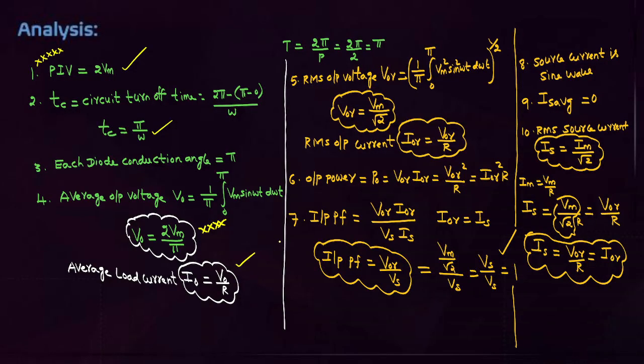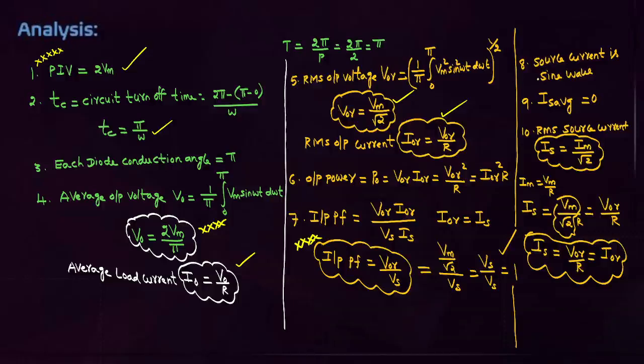Average output current is V naught by R. RMS output voltage is Vm by root 2. This is the RMS output current. Input power factor is unity, very important. In a single phase full wave diode rectifier, not half wave, using R load only, input power factor is always unity. Important, sir. Till now not asked, but you can expect.